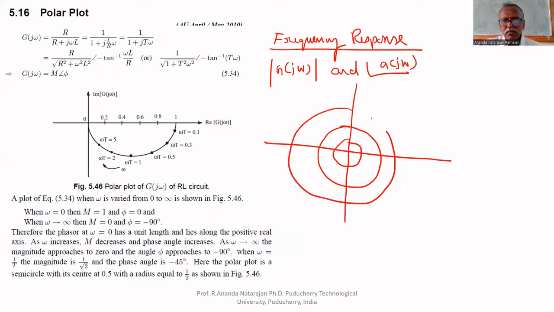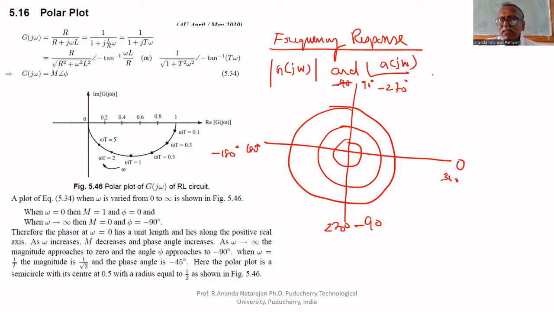This is called polar chart. Its axes are 0, 90 degree, 180 degree, 270 degree, and 360 degree. Or you can say that minus 90 degree, minus 180 degree, minus 270 degree. If you see in clockwise direction, the angle is negative. If you see in anti-clockwise direction, the angle is positive, that we know.